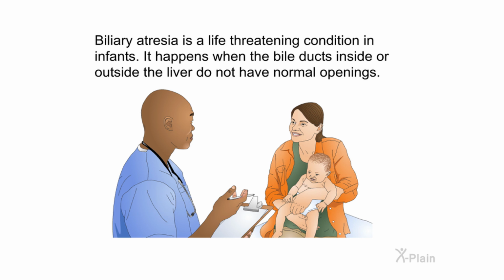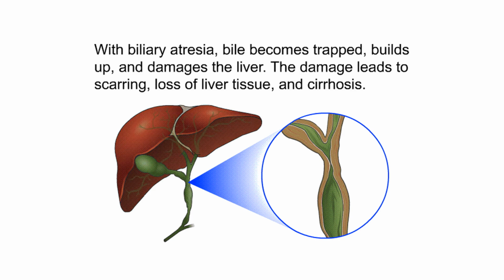Biliary Atresia. Biliary atresia is a life-threatening condition in infants. It happens when the bile ducts inside or outside the liver do not have normal openings. With biliary atresia, bile becomes trapped, builds up, and damages the liver. The damage leads to scarring, loss of liver tissue, and cirrhosis.